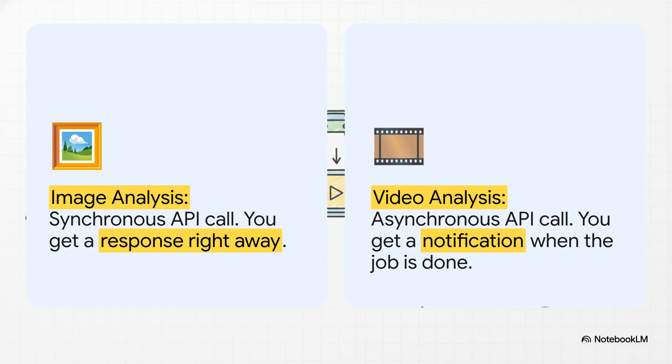Now here's a key technical detail you really need to know. When you're analyzing images, the API call is synchronous. That means you ask for an analysis and you get the answer back immediately. But videos are different, right? They take time to process. So video analysis is asynchronous. You start a job, it runs in the background, and Rekognition just sends you a notification when it's all done.